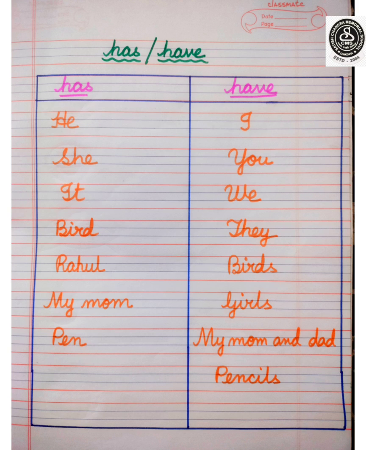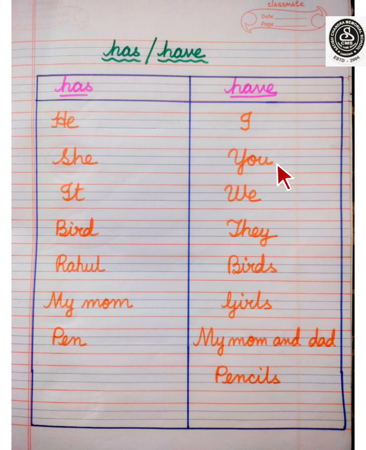Our next column, it's have column. So let's see. Here in have column, I have written I, you, we, they, birds, girls, my mom and dad, pencils. So we use have when we talk about more than one. When we talk about more than one means many, or we can say plural. Now let's see their uses. Here, as I always say, we use I with have. I and have are friends, so we will use I with have. So we will say I have.